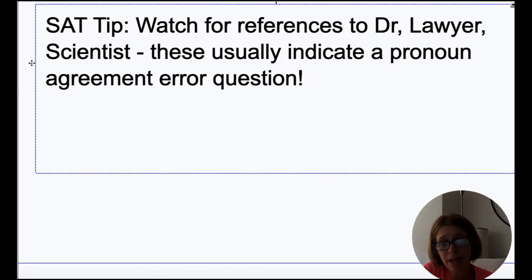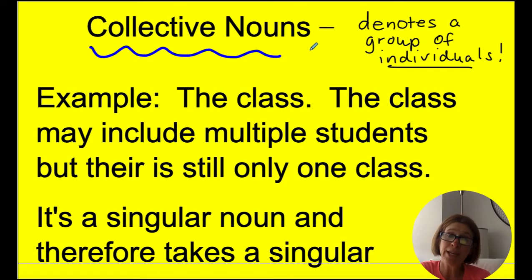One tip to pay attention to: if you see references to doctors, lawyers, scientists, these usually indicate a pronoun agreement error question, so just a little tip. All right, review again of collective nouns.